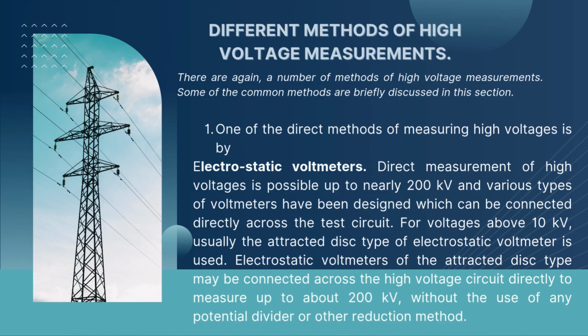One of the direct methods of measuring high voltages is by electrostatic voltmeters. Direct measurement of high voltages is possible up to nearly 200 kilovolt, and various types of voltmeters have been designed which can be connected directly across the test circuit. For voltages above 10 kilovolt, usually the attracted disk type of electrostatic voltmeter is used. Electrostatic voltmeters of the attracted disk type may be connected across the high voltage circuit directly to measure up to 200 kilovolt without the use of any potential divider or other reduction method.